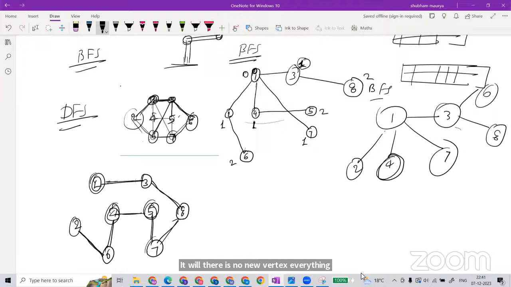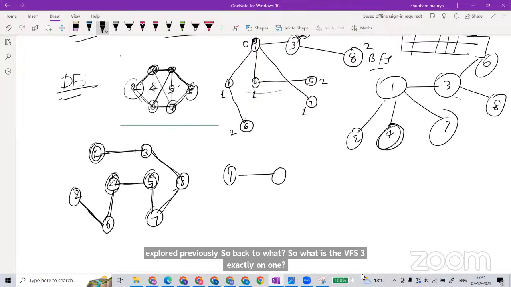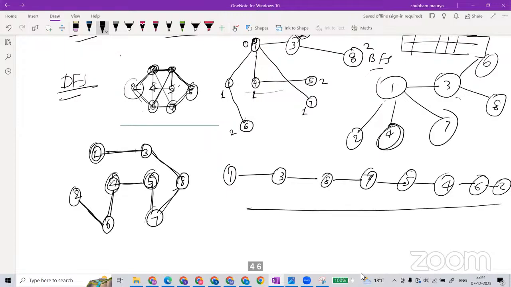So back to 1. What is the BFS tree? Starting at 1: 1, 3, 8, 7, 5, 4, 6, 2. You can write it this way, or whatever way you like.